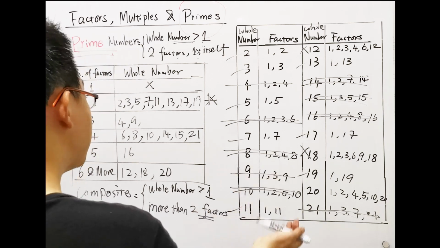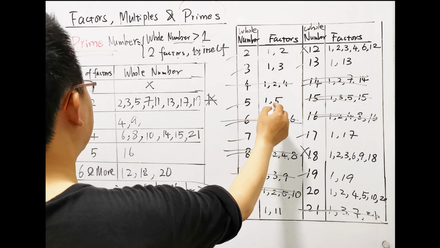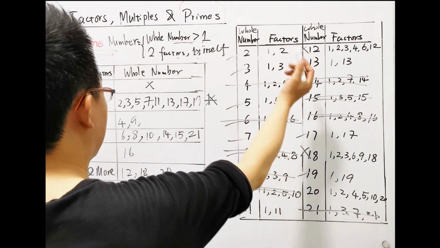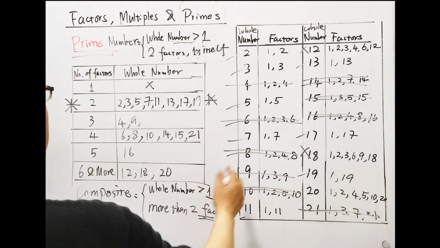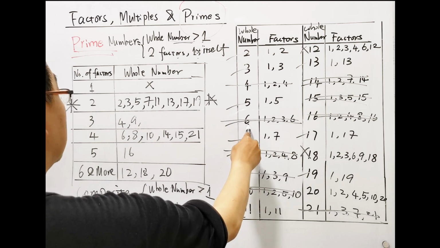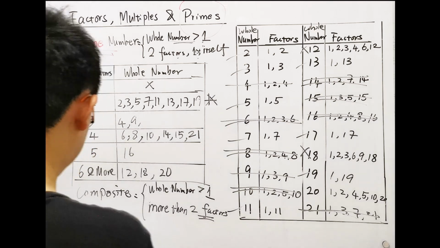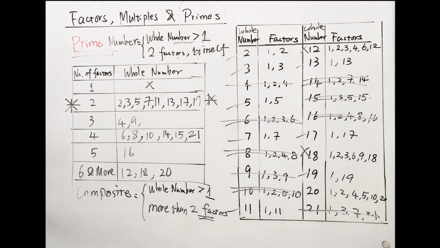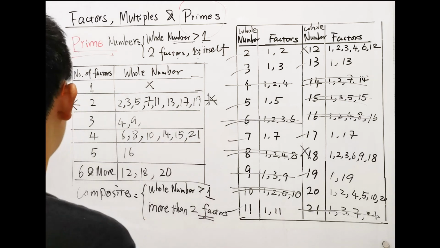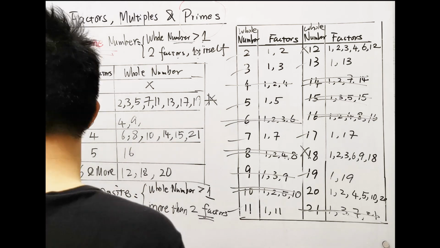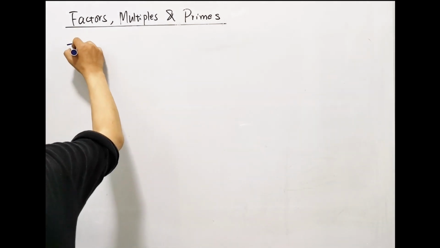Just as we mentioned, a prime number only has two factors, 1 and itself. And composite numbers have more than two factors. This is very important. Also don't forget, 0 and 1 are neither a prime number nor a composite number, so we have to be very clear. Okay, let's erase this and give a summary.